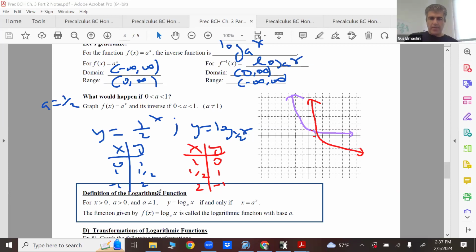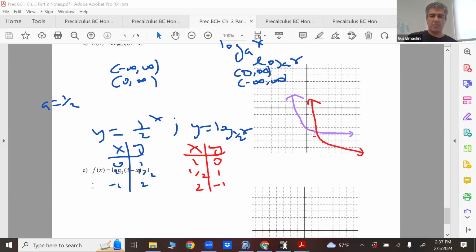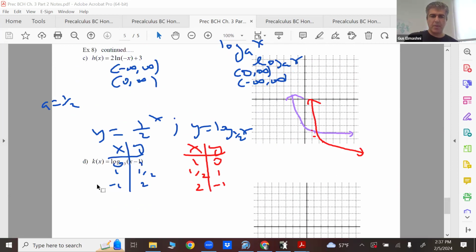So now we're defining a log function, y equals log base a of x, if and only if x equals a to the y power. We know this already. And a is the base, of course. Any questions so far? No? All right, let's transform. I'm just going to pace myself here. It's not too bad. We're almost done here.